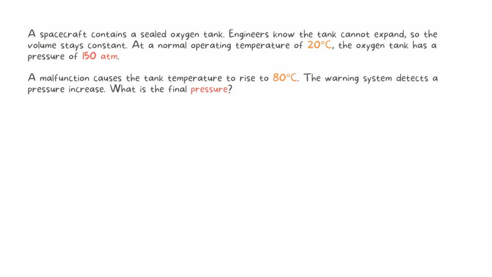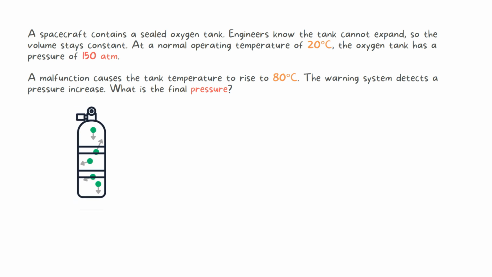Okay, on to another practice problem. A spacecraft contains a sealed oxygen tank. Engineers know the tank cannot expand, so the volume stays constant. At a normal operating temperature of 20 degrees Celsius, the oxygen tank has a pressure of 150 atmospheres. Now, a malfunction causes the tank temperature to rise to 80 degrees Celsius, and the warning system detects a pressure increase. What is the final pressure?